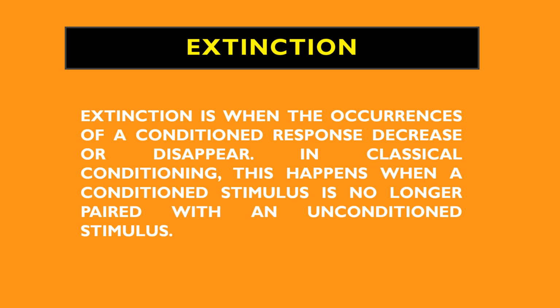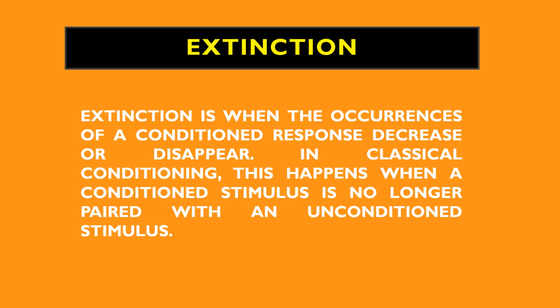Next is extinction. It is when the occurrence of the conditioned response decreases or disappears. In classical conditioning, this happens when a conditioned stimulus is no longer paired with an unconditioned stimulus. If a person or animal is not presented with the reward when the stimulus is given, after a few occasions, they will learn to dissociate the relationship between the two. If the food were no longer paired with the bell, what happens? Eventually, the conditioned response, that is the salivation, would disappear.